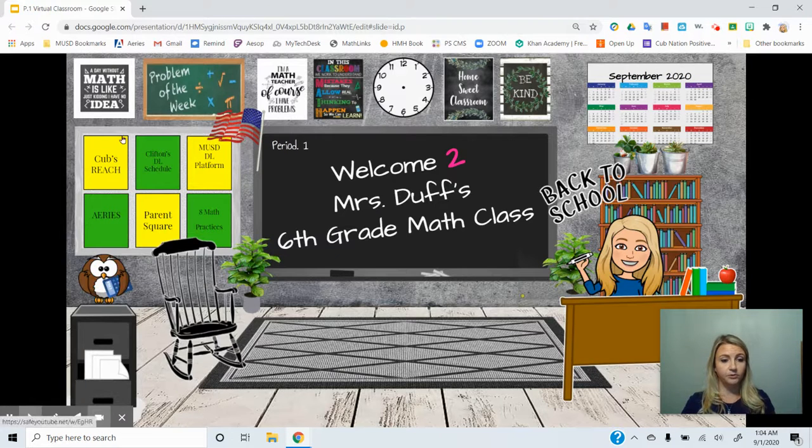If you look over at the bulletin board, you will find resources for parents, Cubs Reach policy, Clifton's distance learning schedule, MUSD's distance learning platform, the 8 mathematical practices in Common Core, the Parent Square link where you can access all the teachers and their emails, and the Aeries link, which will give you grades, attendance, and also access to teachers and administration in their emails.